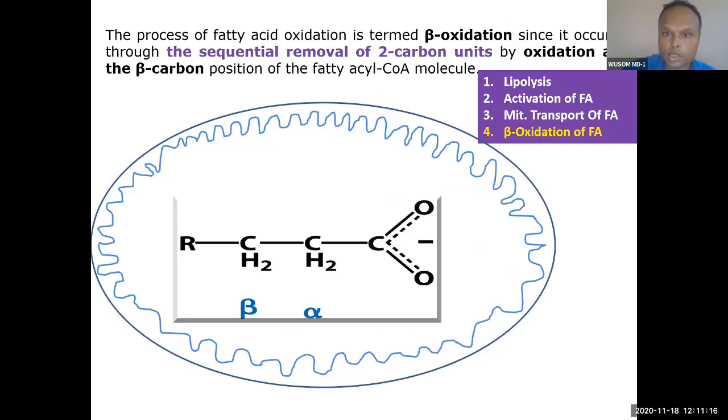Next topic is beta oxidation. So you can see I have written it always like this so that you don't lose track. So beta oxidation, what is beta oxidation? You can say this is a fatty acid, and all the other carbons are summarized by the R group.